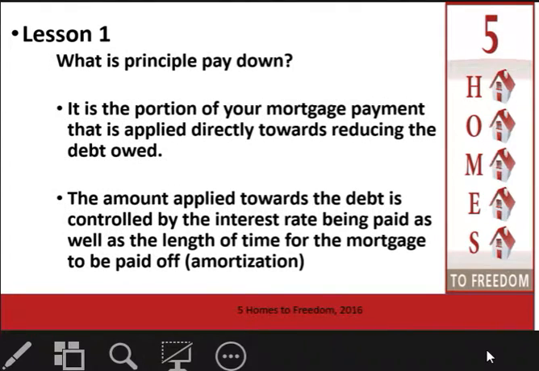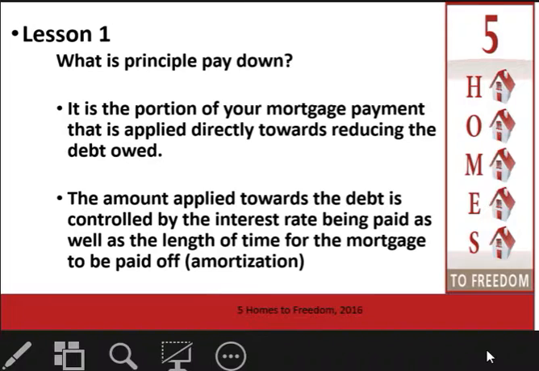So with respect to the definition, what is principal paydown? Quite simply, it's the portion of your mortgage payment that you're making each and every month that is applied directly towards reducing the debt owed. A portion of your mortgage payment goes towards debt reduction, and the other portion goes towards the payment of the interest, the cost of borrowing that money. So the amount applied towards the debt is controlled, though, by the interest rate that you're paying, as well as the length or the lifespan of the mortgage.